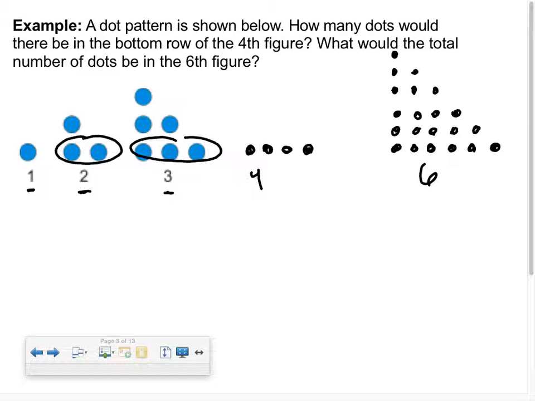So how many dots are in the sixth figure, or the sixth term? We've got 6, 5, 4, 3, 2, and 1. We're going to add those all up, and we would end up with 21 dots.